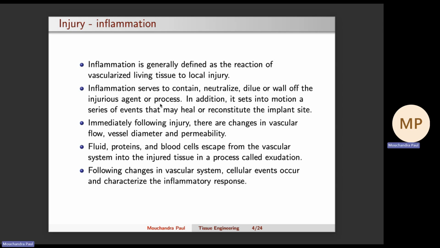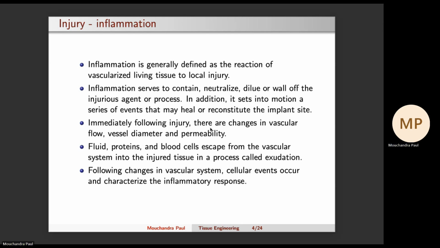Okay, so these processes which I just explained, the processes that happen during inflammation, will be followed by the healing process, or regeneration process, at the implant site. Now, immediately after injury, what happens? Due to injury, you will be breaking off the continuous blood vessels, right?